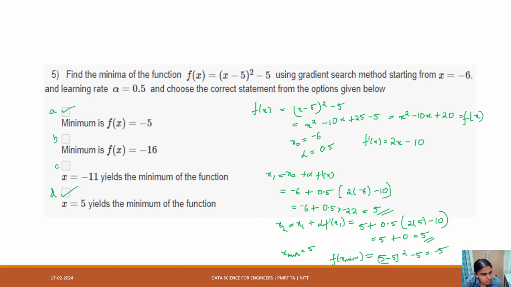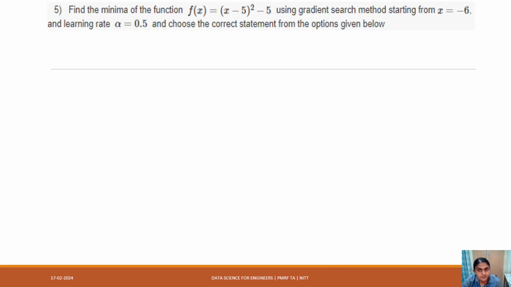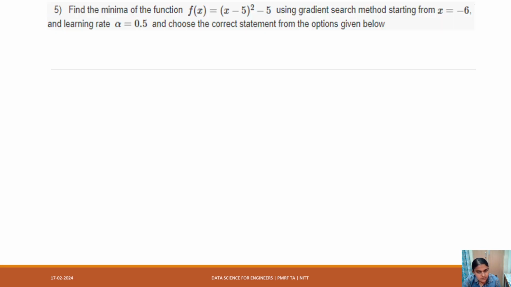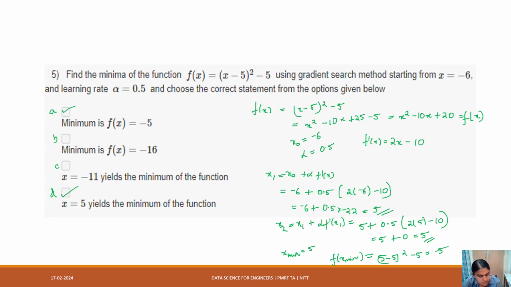So I hope this question is fine. Yeah, so this answer x1 is equal to minus 17, I'm still not sure why you have given it like that.